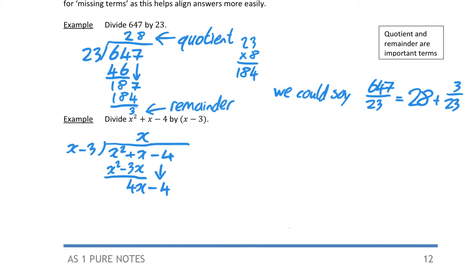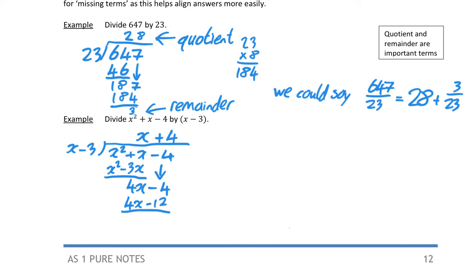Next thing we have to do, we're forgetting about this whole top bit, the thing we're actually dividing. And we're thinking, what do I need to multiply my x by to give me 4x? So x times what gives you 4x? And of course the answer is positive 4. So plus 4, and it lines up above the numerical terms. And then your whole x minus 3 gets multiplied by 4 to give you 4x minus 12.